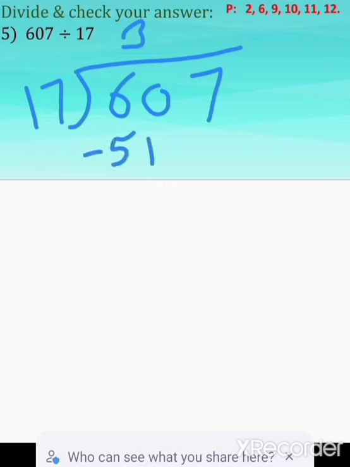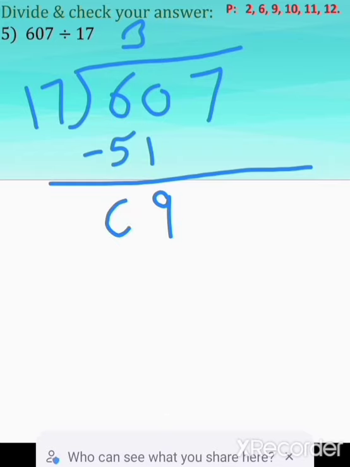17 3s are 51. Do the subtraction. 0 minus 1 not possible, so we'll take the borrowing from 6. It will be 10. 10 minus 1 will be 9. After giving 1 to 6, it will be 5, and 5 minus 5 you will get 0. Next digit 7 you will copy down. Now I got the number 97.